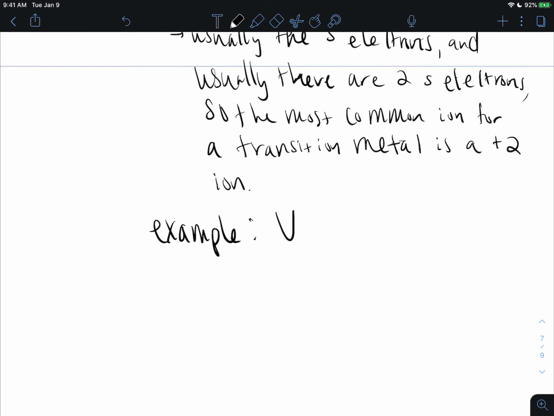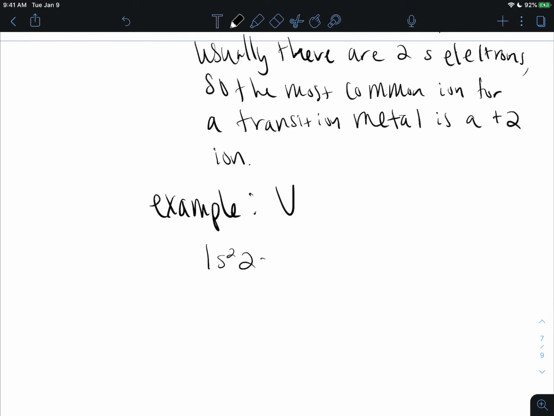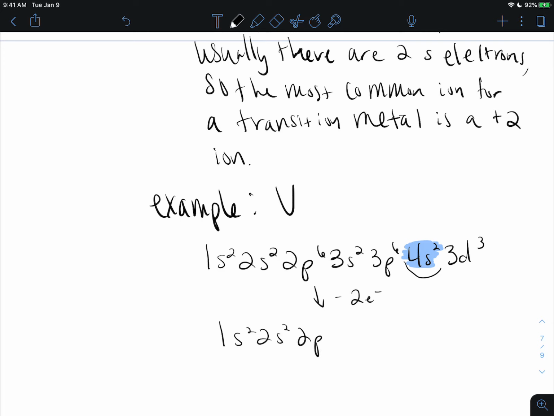So let's look at vanadium. If we look at vanadium, it has the electron configuration 1s2, 2s2, 2p6, 3s2, 3p6, 4s2, 3d3. And we talked about this in a module earlier on where when we remove electrons from a d block element or transition metal elements, we're going to remove our highest n value. So in this case, it's going to be 4, so we're going to be losing these 4s electrons. And that would give us a 1s2, 2s2, 2p6, 3s2, 3p6, 3d3. So it's easier to remove those 2 electrons that are in the highest energy state.